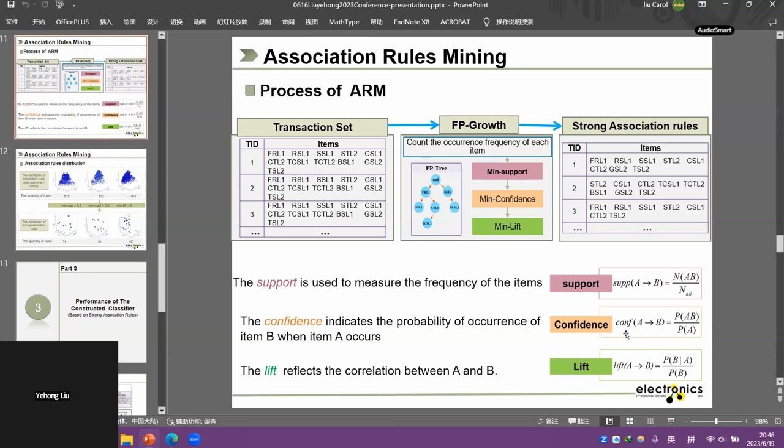The definition of lift is given in this equation, which reflects the correlation between A and B. When lift is greater than one and higher, it means the positive correlation between the two items is high. When lift is lower than one, the correlation between the two items is low. When lift equals one, it means that the two items are independent of each other. Okay, that's what the three indicators mean. Thank you for your question.